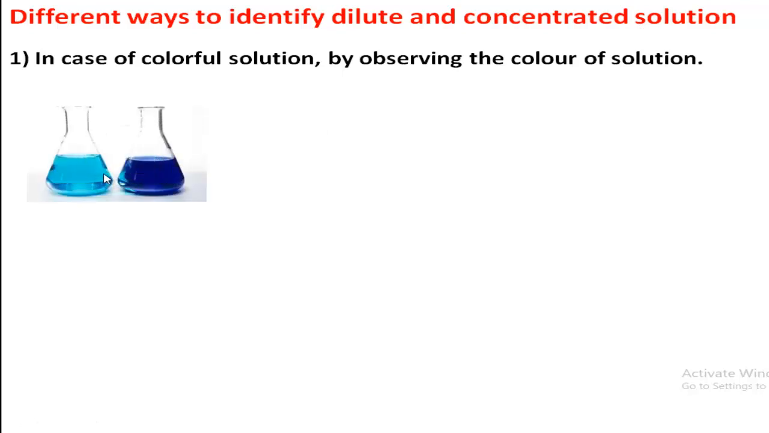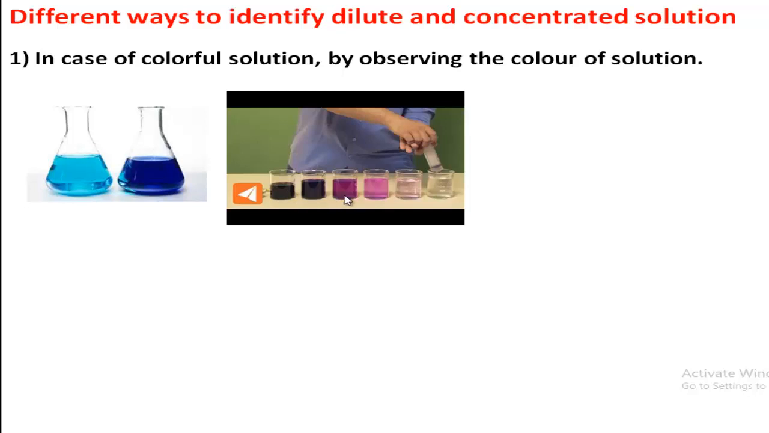Follow the picture. This solution is of copper sulfate. In your book, colorful solutions of copper sulfate, potassium dichromate and potassium permanganate are described, so I have shown you these three colors of three chemical substances. The color of copper sulfate is blue. You can easily see that this light blue solution is the dilute solution and this deep blue solution is the concentrated solution.